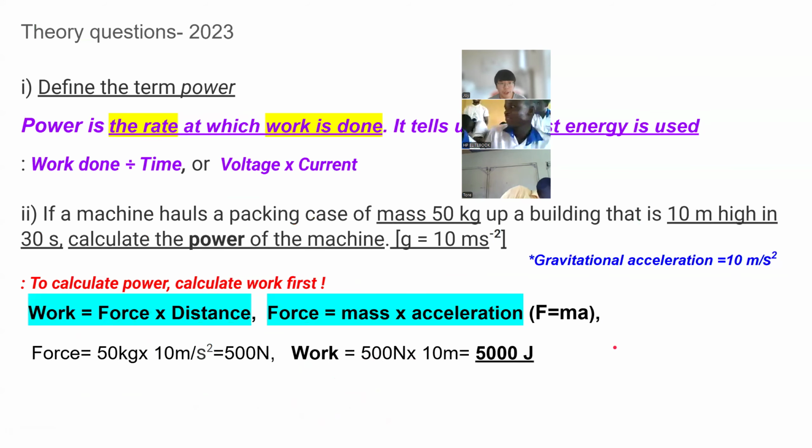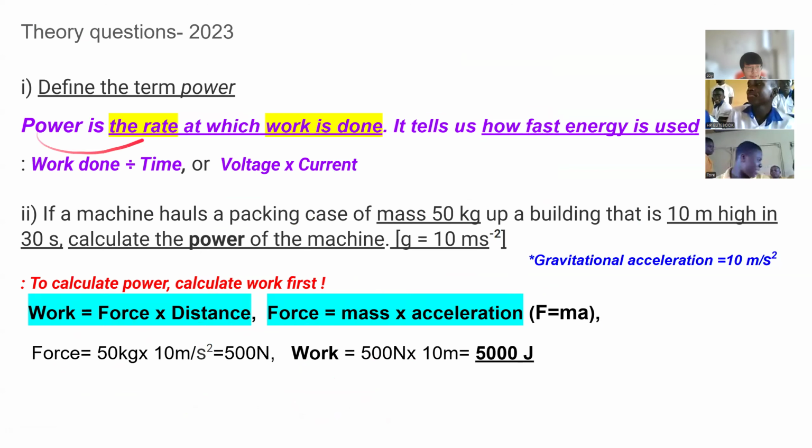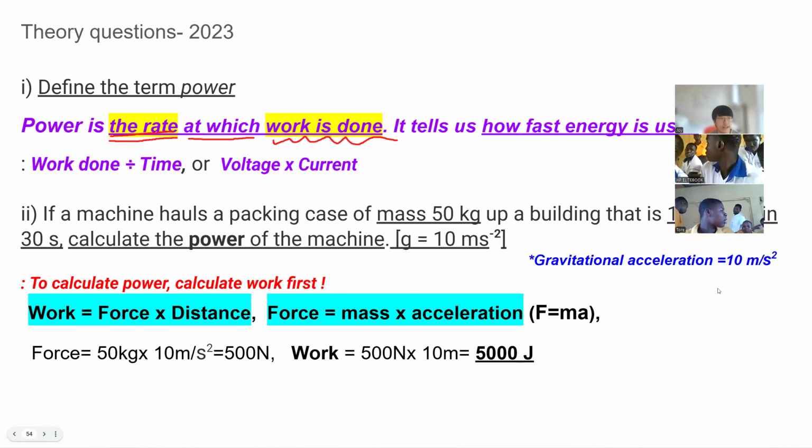And we have this last theory question, defining the term power. Again, the important thing here is the rate. You make sure to state the rate at which work is done. That is the definition of power. The rate at which work is done. Work done over time, or voltage times current.